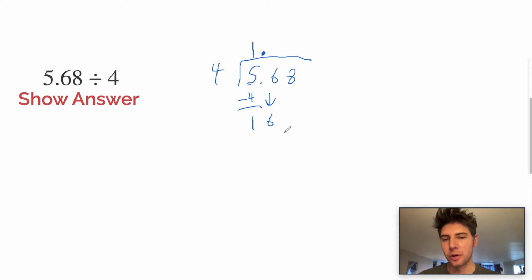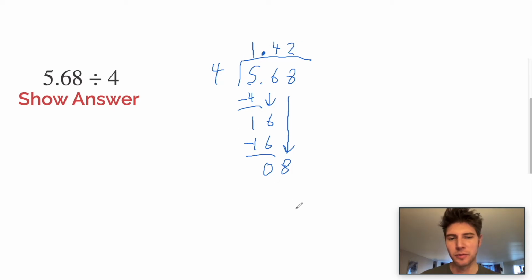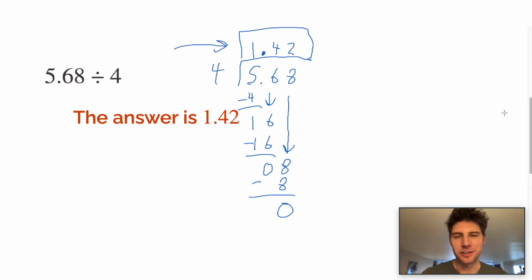How many times does 4 go into 16? 4 times. 4 times 4 is 16, we subtract, and we have a 0. Now we'll bring down that 8. How many times does 4 go into 8? 2 times. 2 times 4 is 8, and we have 0 left over. This is the answer to the question, 1.42. If we check it, the answer is 1.42. So that's how to do this one problem.